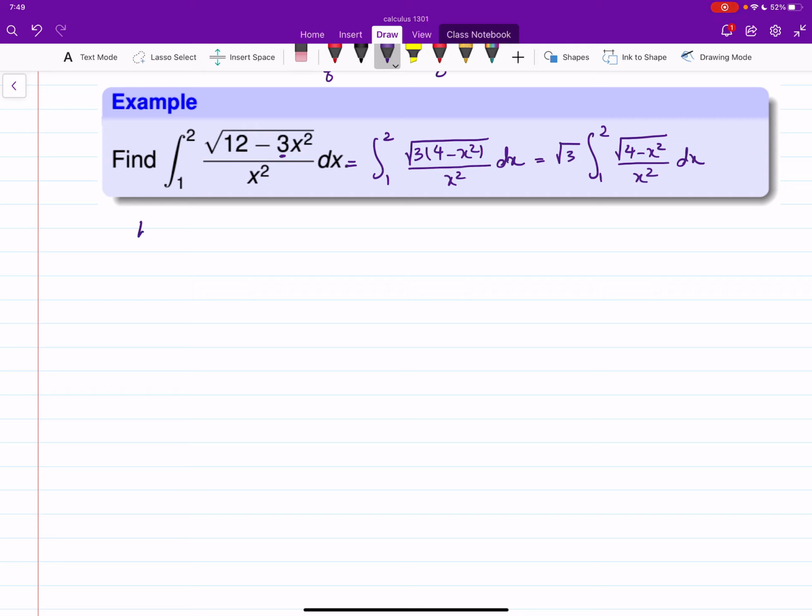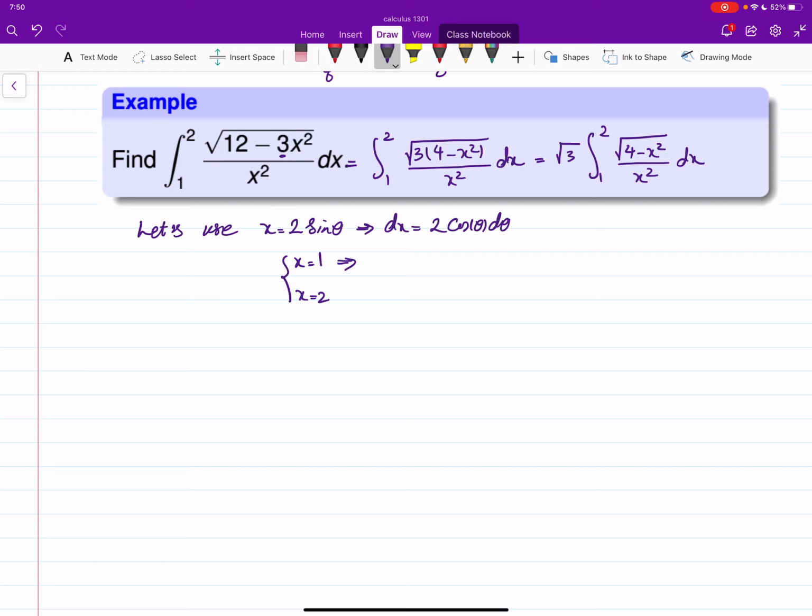And from there you notice that the substitution we can use here is x equal to 2 sine theta. As I said, you can use 2 cosine theta as well. Obviously then dx is going to be 2 cosine theta d theta. And since this is a definite integral, we have to go and change the x boundaries to theta boundaries. So x is equal to 1, x is equal to 2.